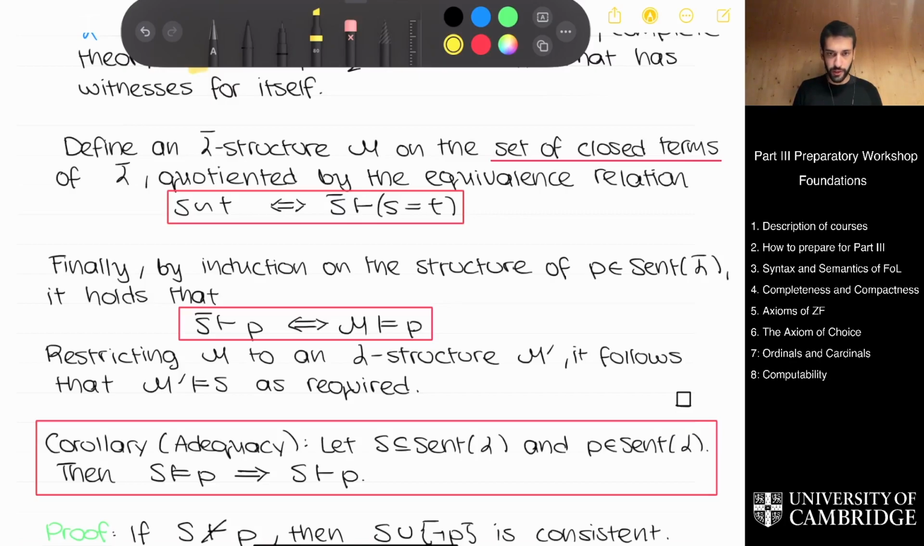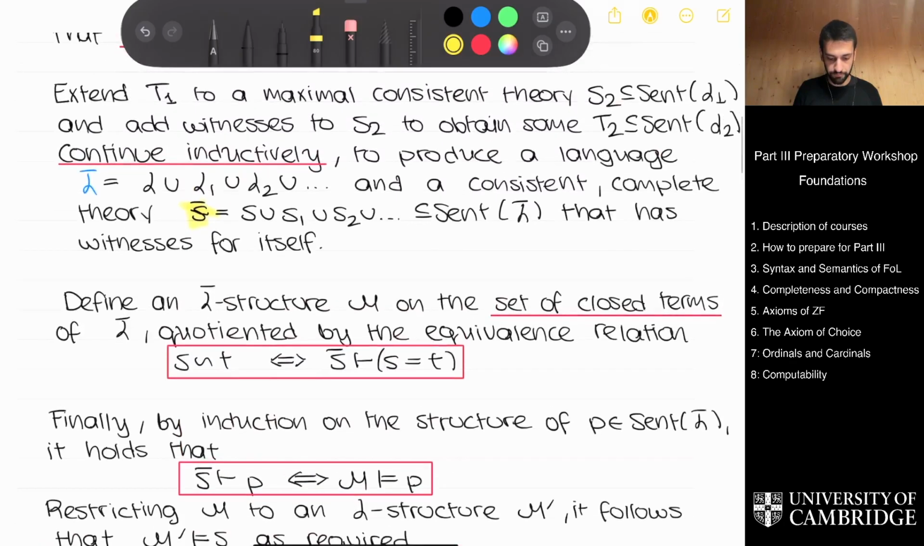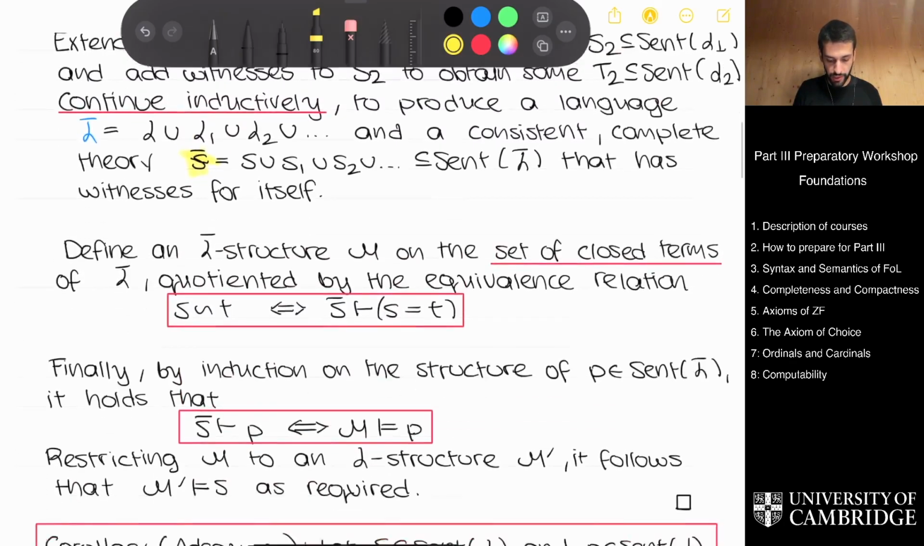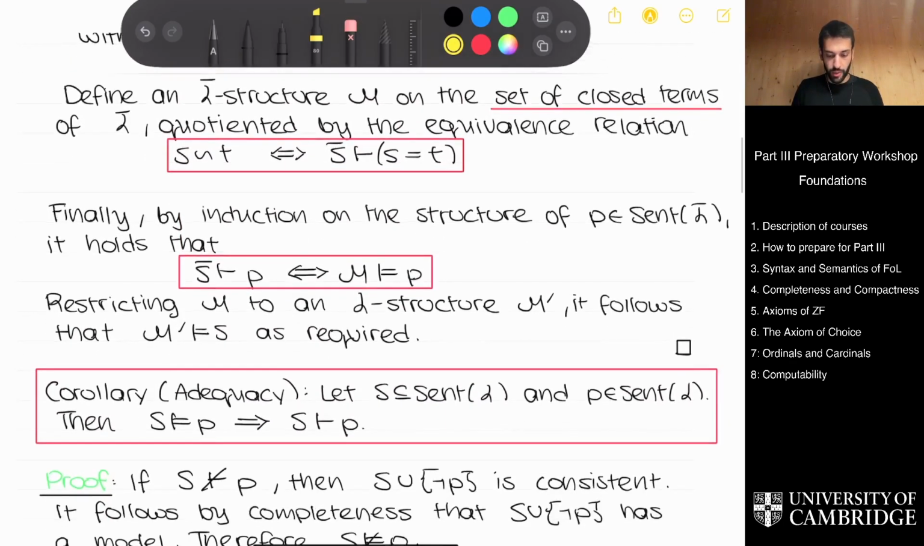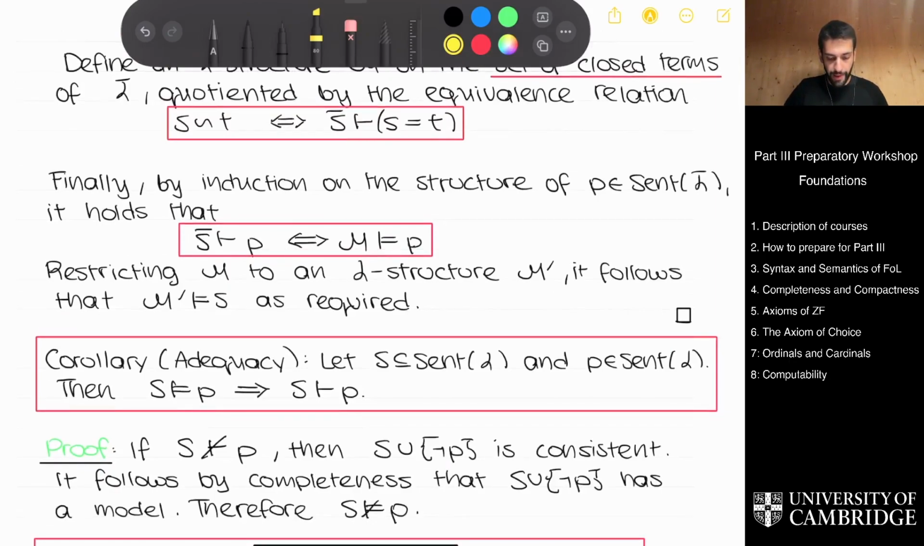It's not difficult at all to show that this is an equivalence relation. S', recall that it is consistent and complete. And it can then be shown by induction on the structure of a formula, by which I mean that we start with atomics and we move on to full formulas, that P is a consequence of S' if and only if P is satisfied in M. M satisfies P.